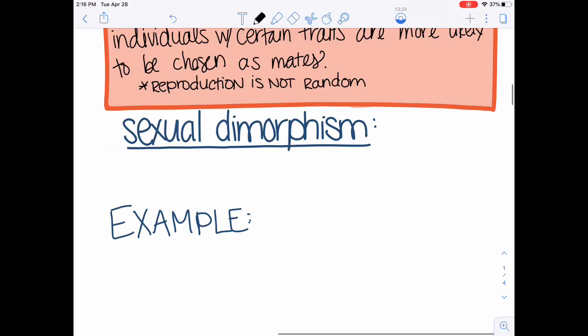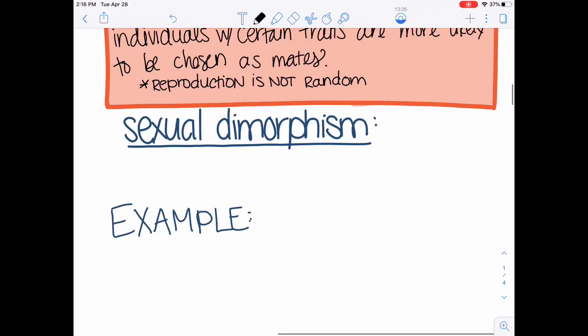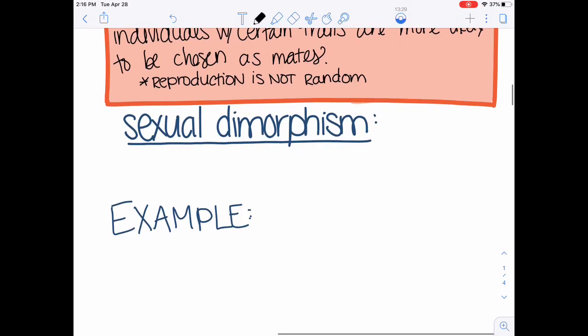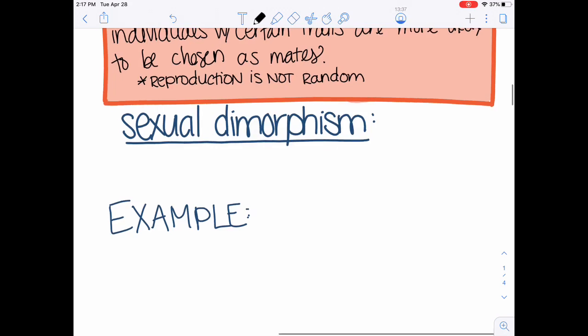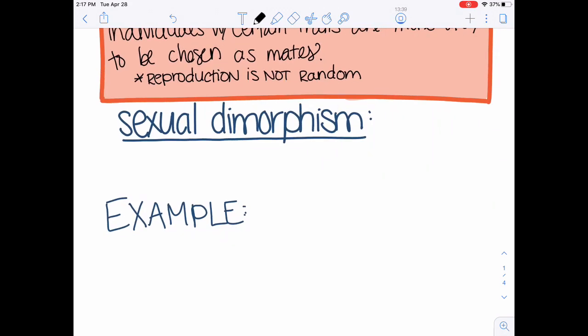This is one of the reasons why sexual dimorphism exists. And I'm going to define it, and you already know some great examples of sexual dimorphism. This is the difference in the appearance or behavior of male and female members of a species.